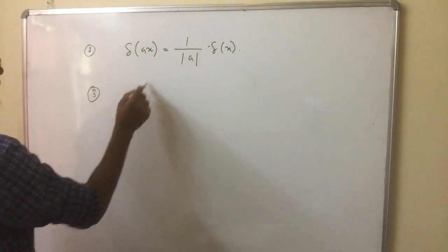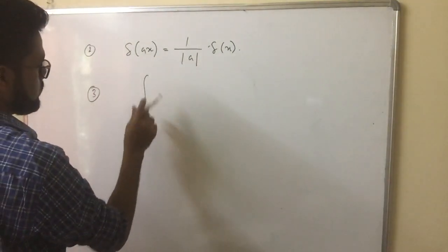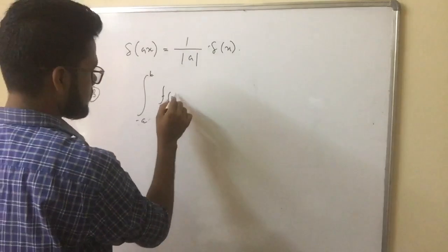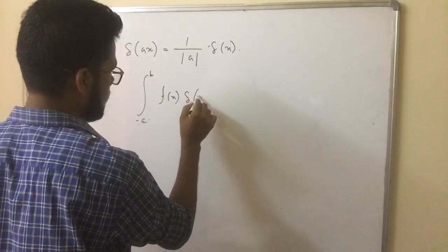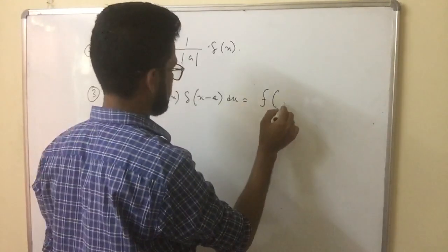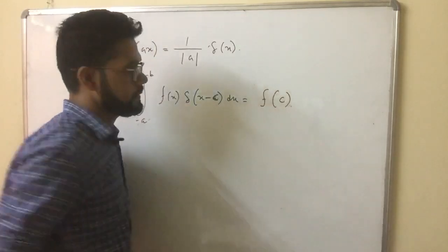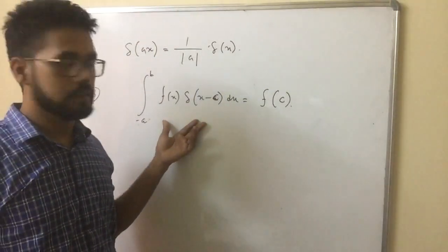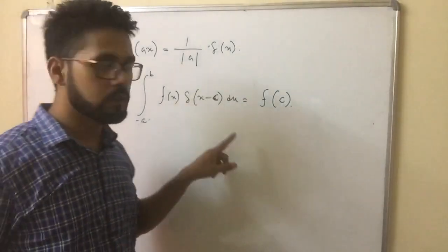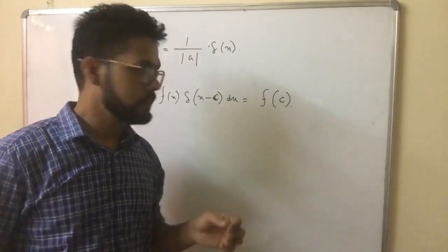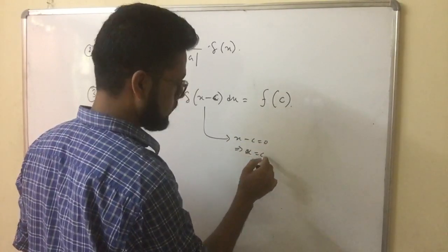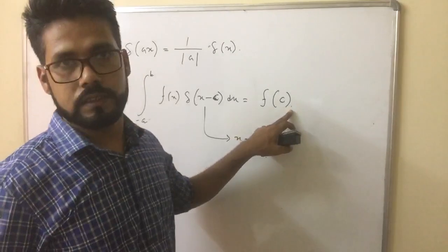So the third property: suppose the integral from minus infinity to infinity, or a to b, of f of x delta x minus c dx equals f of c. This is c, okay? If I take an example, this is a function, an unknown, arbitrary function. This is the delta x minus c. You take x minus c equal to 0, so x equals c. So that value you have to apply in the function.